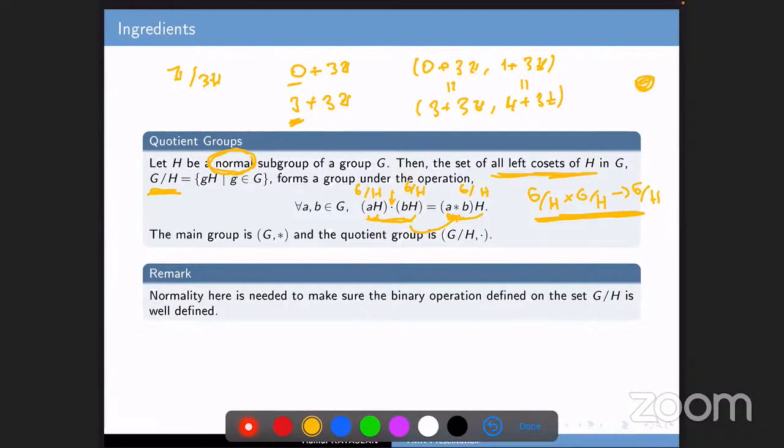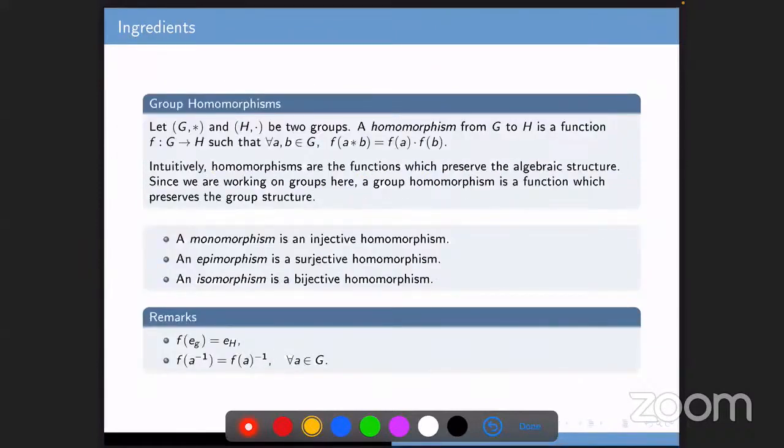But in non-normal situations, this is what happens. We have this same element, but this is mapped to different elements when we change this representing element. But this is not okay. This is not a well-defined map then. I mean, since here we have an abelian group Z, every subgroup is already normal. So in this example, of course, these are going to be mapped to the same element. But I'm just trying to give you an example where things could go wrong in some ordinary subgroup. Okay, so normality here is needed to make sure this binary operation is well-defined.